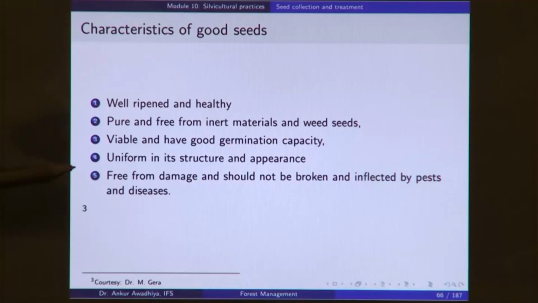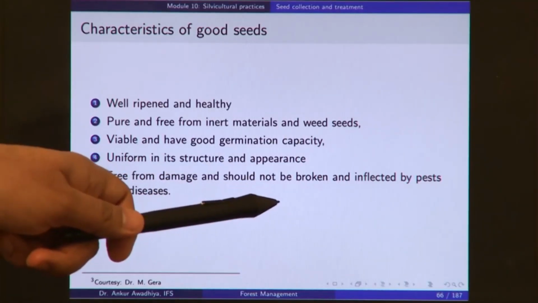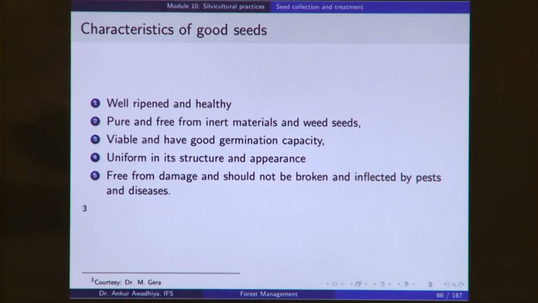Next, they should be free from damage and should not be broken or infected by pests and diseases. So, they should be unbroken seeds. If your seeds have already broken apart, in that case the endosperm is now exposed. Endosperm is food for the plants, but it is also food for a number of animals. So, once your seed coat has broken, your seeds are very easily available to be used as food by a number of organisms, and so there is a good chance that it will very soon be infected or infested by either pests, diseases or insects.